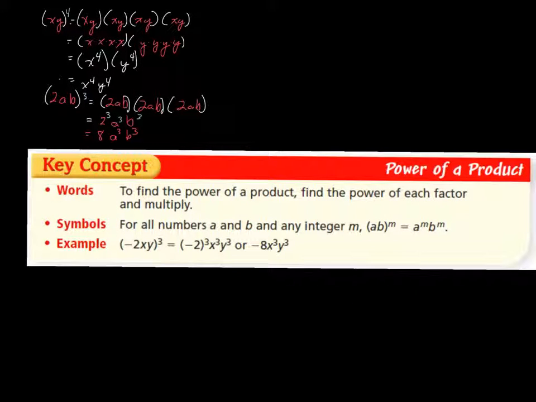To me, this just looks like an extension of our power of a power rule. They say to find the power of a product, find the power of each factor and multiply. For all numbers a and b and any integer m, ab to the m is going to be a to the m, b to the m. Or if we have, this is a good one, negative 2xy cubed, we're going to take the negative 2 and cube it, which, negative 2 times negative 2 times negative 2, is negative 8. And then we're going to cube each of our variables. So that's just going to be 1 times 3 is 3, and 1 times 3 is 3.